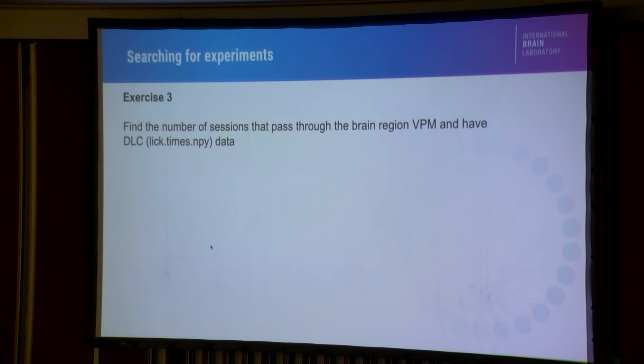Okay, so on to the third exercise. For this, I want you to use the search method on the sessions to find all of the sessions that pass through the brain region VPM, and also have this licks.times.npy dataset, which is an output from the DLC pipeline. Here you'll need to combine two different search terms, and also it's important to note that you need to write query type equals remote, which I won't go into the details of now, but if there are questions later, I can describe what that means. Go ahead and we'll go over the solution in a bit.